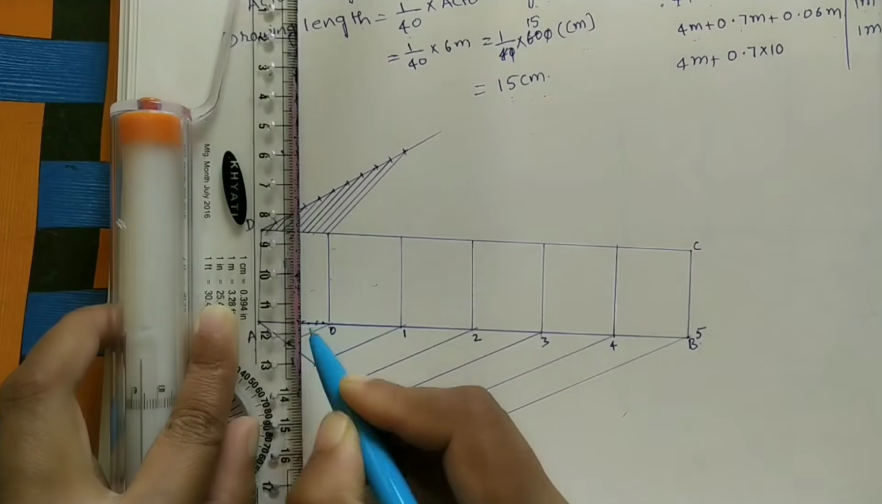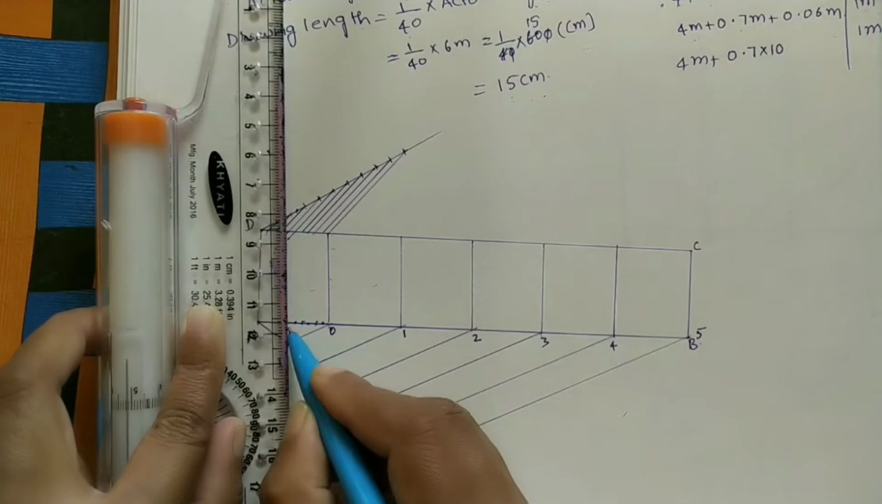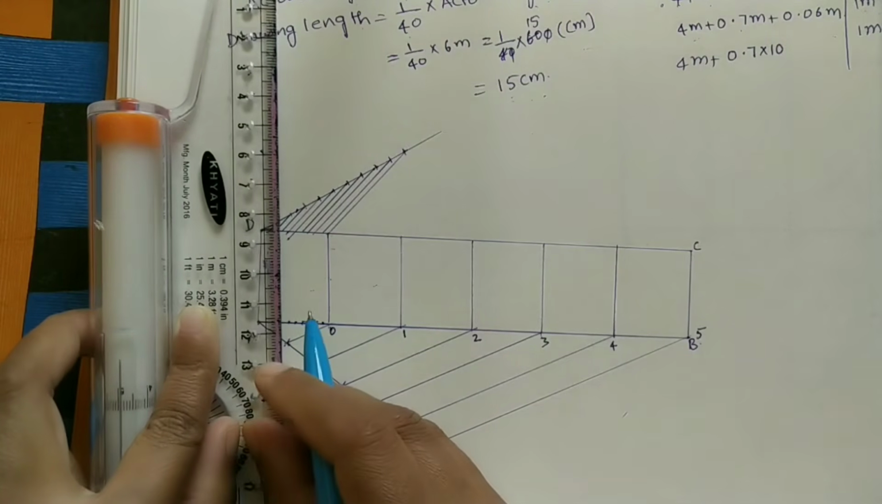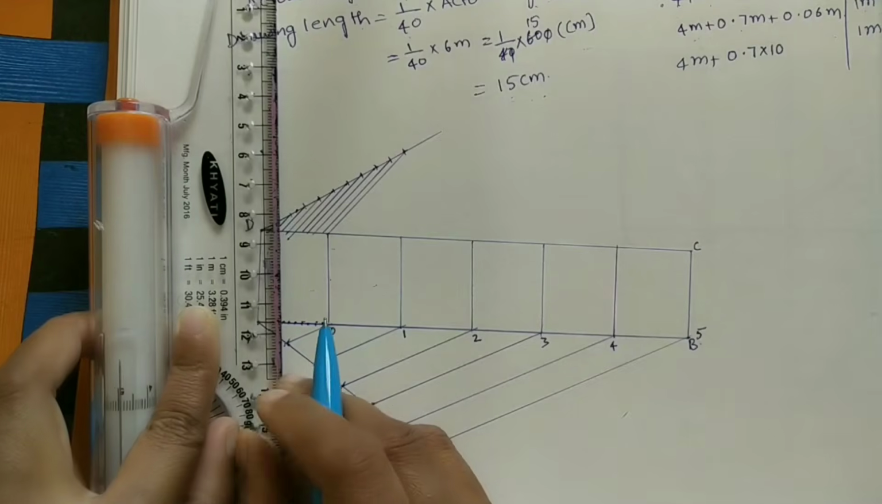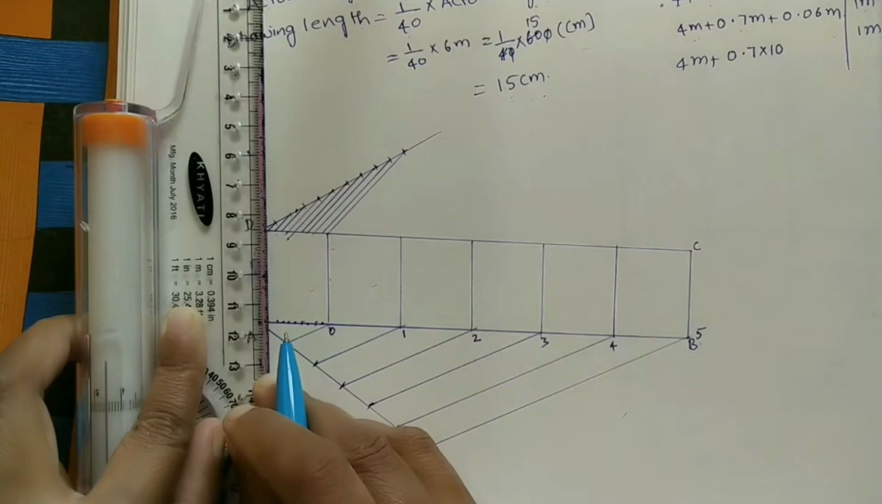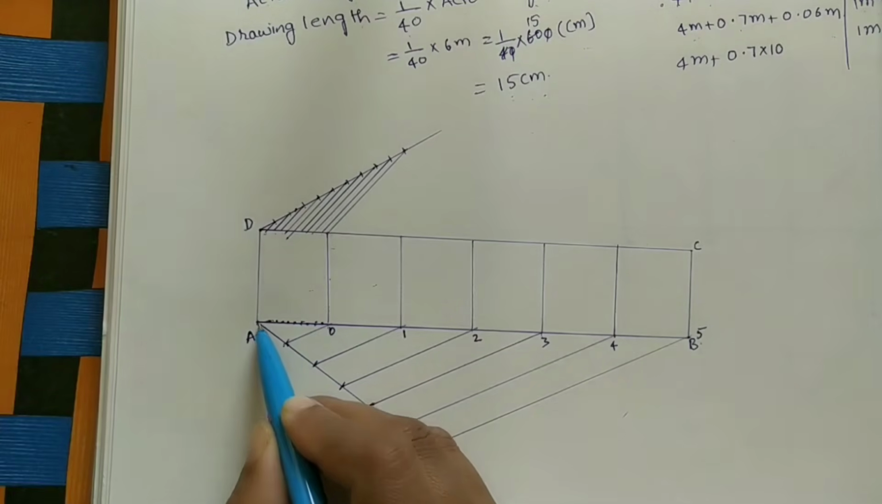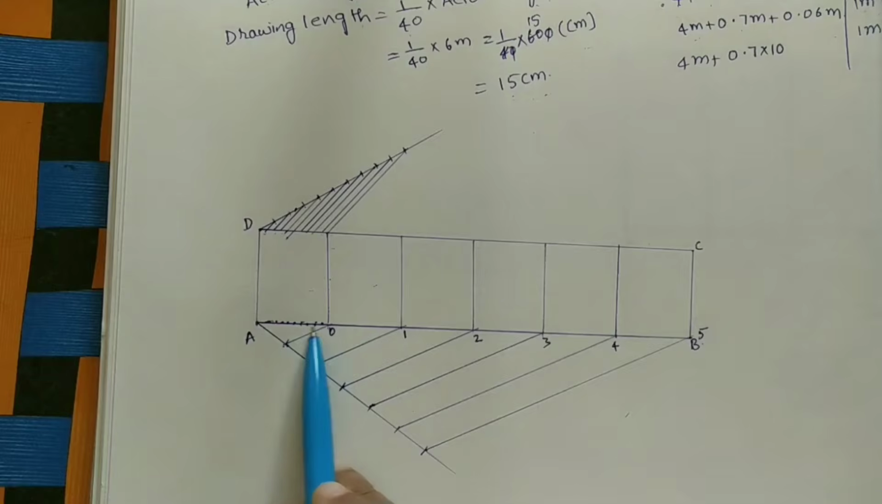Fourth division. Fifth one. Sixth division. Seventh one. Eighth one. Ninth division. This is the 10th one. Okay, so 10 equal division points we did here.